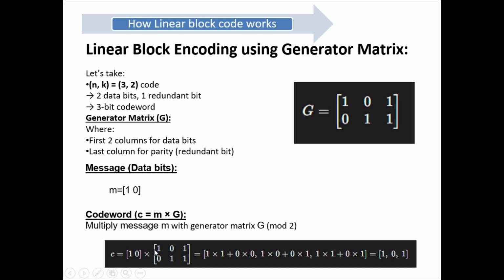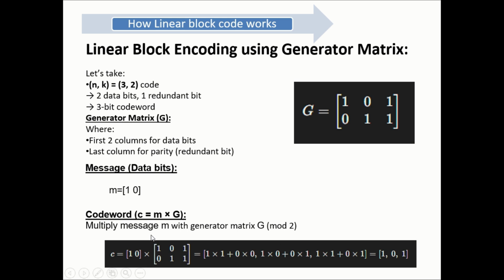After that, 1 into 0 plus 0 into 1. Both times it will be 0, so 0 plus 0 is equal to 0. The next digit, the second digit of the code word, will be 0. Next, 1 into 1 plus 0 into 1. That means 1 will be the result, the last digit of the code word. So 1 comma 0 comma 1 will be your code word after conversion, or after encoding.